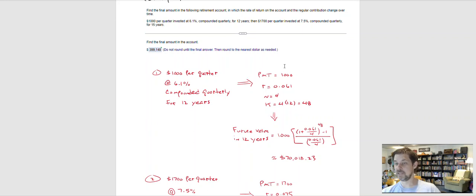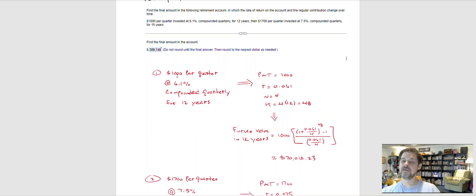So we have a payment of $1,000 per period. R, the rate, 0.061. If we compound quarterly and if we make our payments per quarter, that's 4 periods per year. There are 4 quarters in a year.